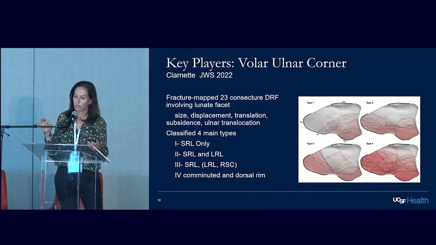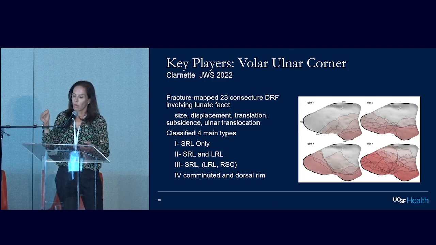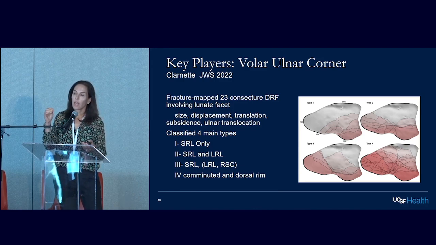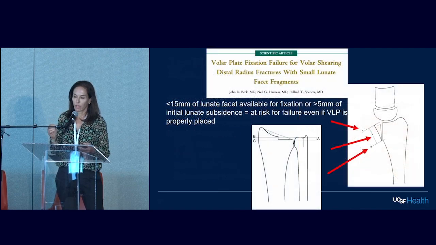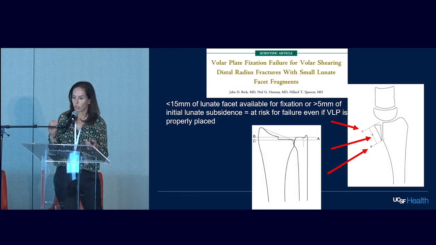The more red that you see on the right side is a more common fracture pattern. So these are lunate facet fragments. In addition, they have other distal radius types, but there's type 1, which is just a short radiolunate, then a short and long radiolunate, then a radioscaphocapitate, and the 4th one is a really comminuted one with a dorsal rim. What they're showing here is that the smaller the fragment was, the more subsidence and the more volar translation you ended up having. So it's really good to think about which type of lunate facet fracture you have here.